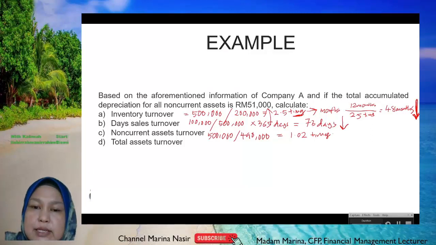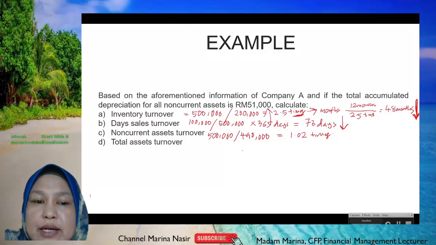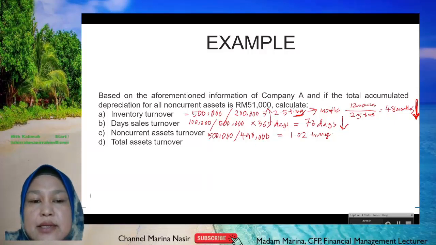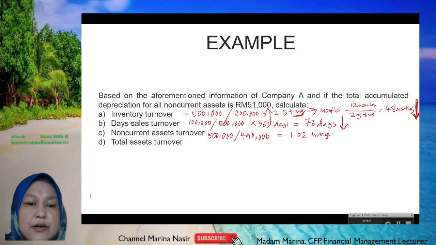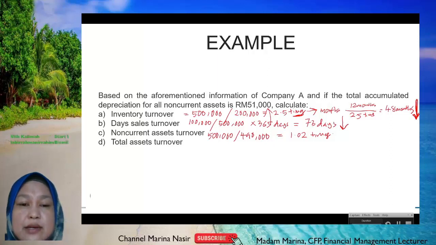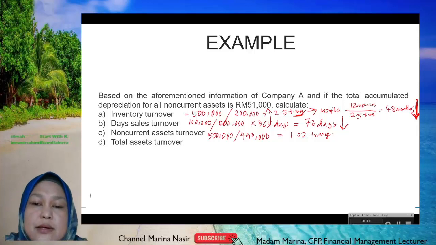How to interpret this ratio? For every 100 ringgit company A non-current asset, they can generate sales 1 ringgit 2 sen. Setiap 100 ringgit dia punya non-current asset, dia boleh generate RM1 2 sen nilai jualan. So yang ini pula how to interpret, the higher is better lah when you want to make a comparison, because the higher ratio will give the higher sales.